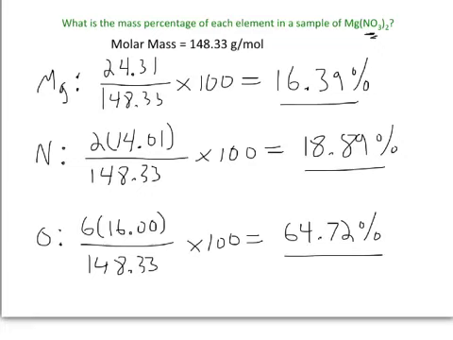And so I've determined the mass percentage of each element in the compound. Now, one quick check to make sure we did our work right is to add these up, make sure they add up to 100, which they do in this case. That helps give me confidence that I've done the calculations correctly.